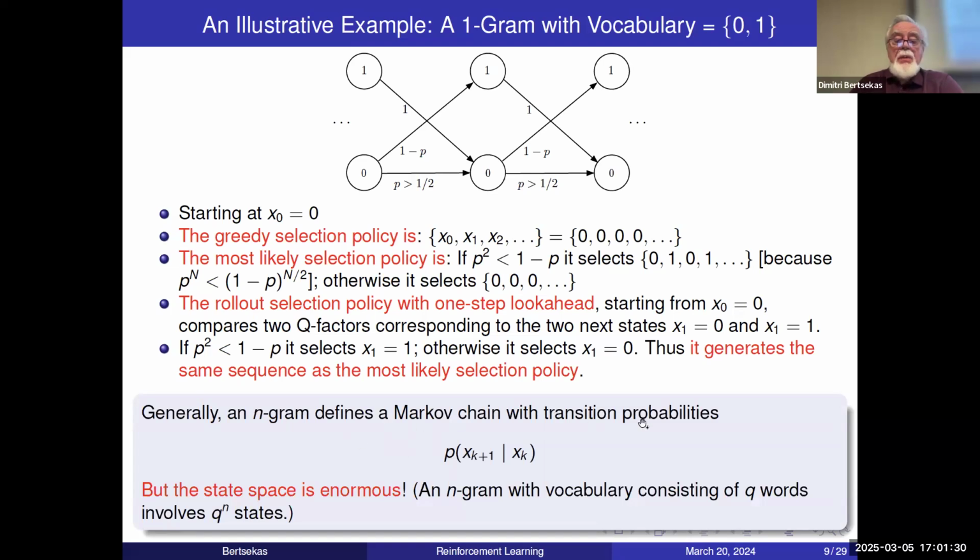Everything also generalizes to a problem with more states. On the other hand, the state space can be enormous, and an n-gram with a vocabulary consisting of Q words involves Q to the n states. And in the case of the English language, Q is like 50,000. So it's an enormous number. It's out of the question to find an optimal policy, but certainly you can implement a greedy policy. And with some shortcuts and ingenuity, the rollout also is feasible.